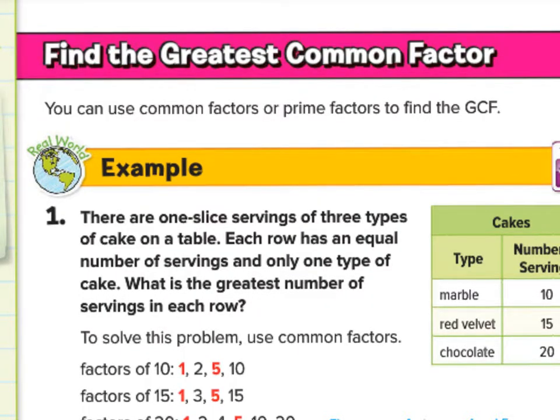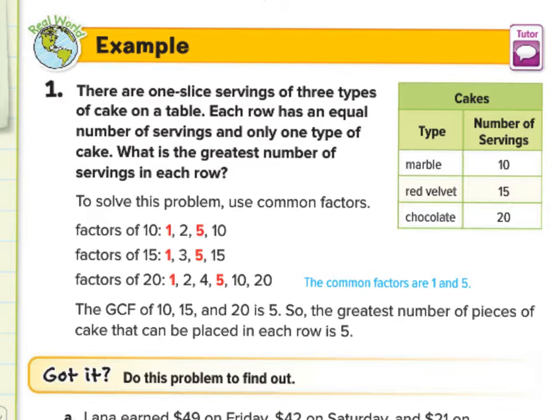Okay, so the main objective of this lesson is for you to find common factors or prime factors to find the greatest common factor. We're going to use what we call a prime factorization tree, and we're going to make a factor tree. At this point, I would like you to look at this example, example 1. Please read through it and look at how it's been solved.